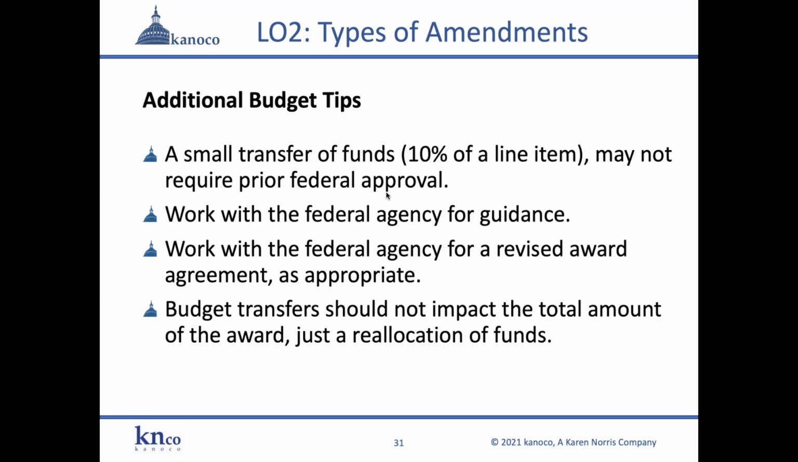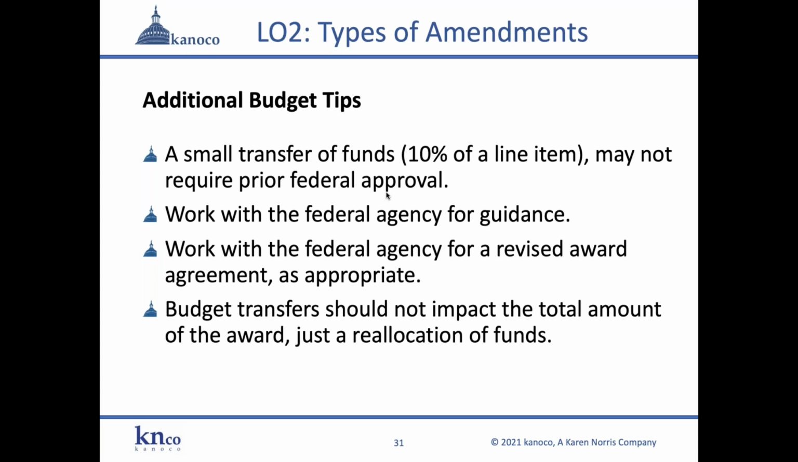So some additional budget tips. Sometimes a small transfer of funds, and some awarding agencies define that as 10% of a line item, may not require prior federal approval, but you would still want to alert them to the fact that you're going to make the change. You just need to work with the federal agency for guidance. How much information do they need in writing? You need to work with the federal agency for a revised award agreement. If your budget is a part of your award agreement, you would want any change to the approved budget to be reflected in writing, so you have that paper trail for audit.